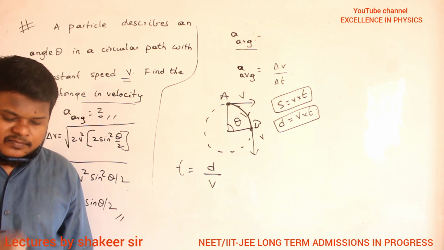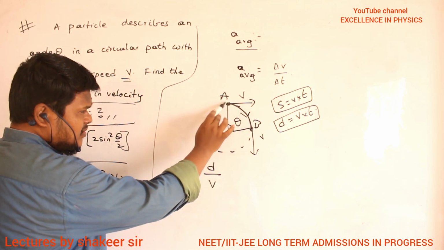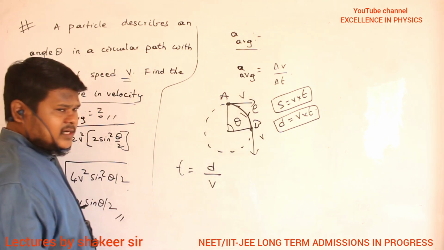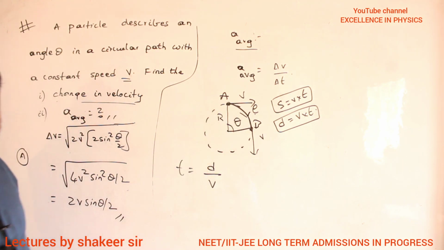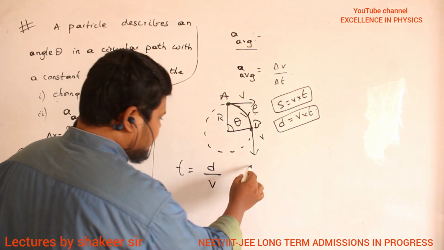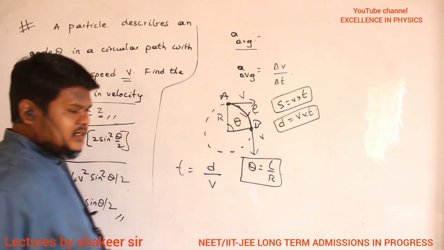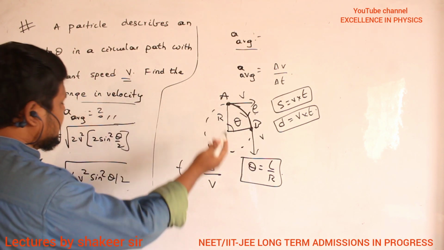Very good. So here, when the body is traveling through a particular angle and it has covered an arc of length L, then we have a relation between theta, L and the radius of the circle R. The relation is theta is equal to L divided by R. What is R? The radius of the circle, let us assume it to be R.